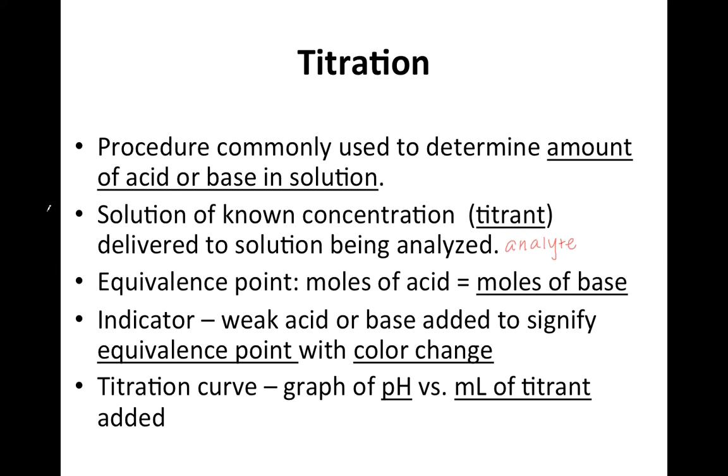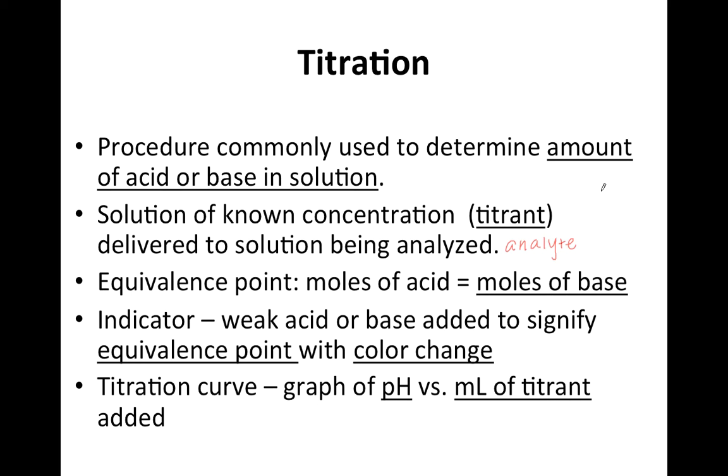The titration that you're going to do also involves an indicator dye, which is a weak acid or base that is added to signify the equivalence point with a color change. So this indicator dye, it's one color when it's in acid and it's another color when it's in the conjugate base form. And lastly, we have to talk about titration curves. And titration curves are a graph of pH versus milliliters of titrant added. So remember, titrant is the solution of known concentration.